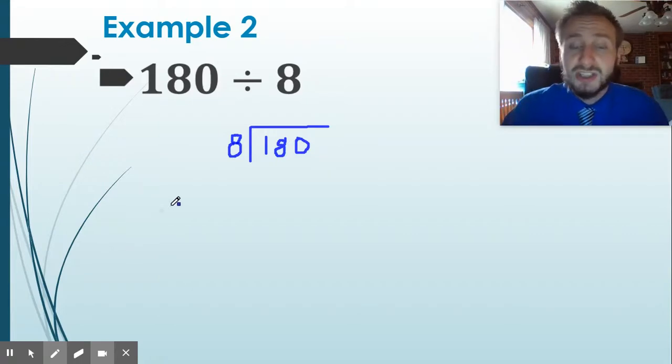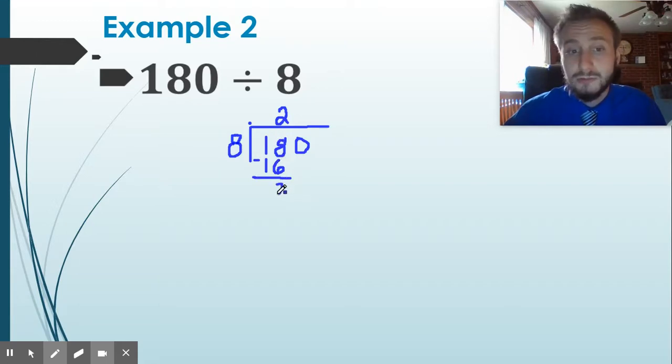Normal division. Let's just divide like normal. How many times does 8 go into 18? Well, the closest we can get without going over would be 2. 8 times 2 is 16. So you write your 16 down here. And then you want to subtract. 18 minus 16 is just 2. Well, we still have the 0 here, so we want to bring that down.